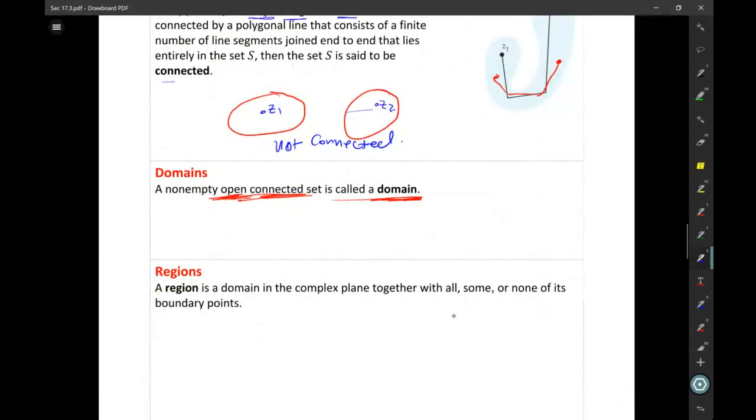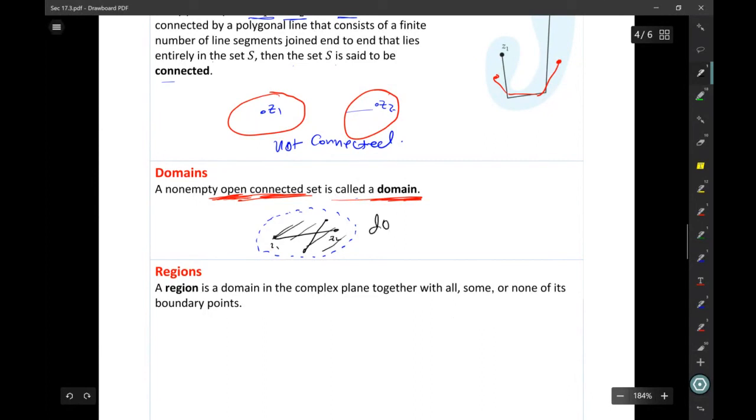Any open set that is also connected at the same time is called a domain. We call them domains. How so? The boundaries are not included. It is open, sorry. Also, any 2 points here in this one, you can connect them. So this one is a domain, because it is an open set and the boundaries are not included.